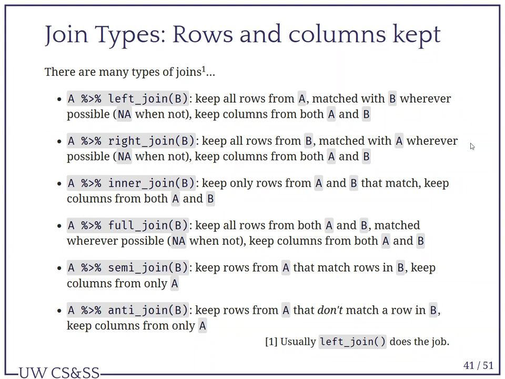A semi-join keeps the rows from A that match rows in B and keeps only the columns from A.